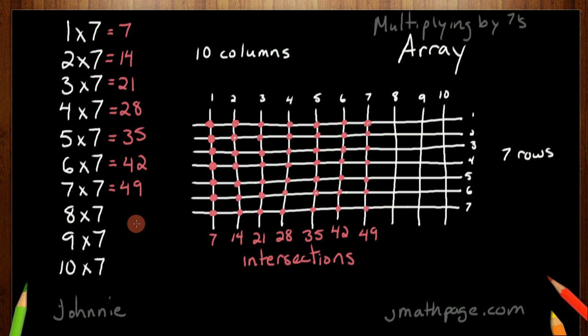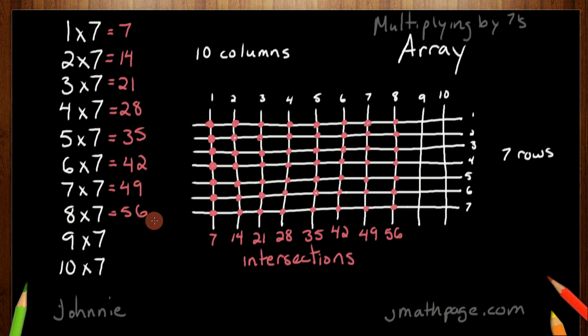Okay. What about 8 times 7? 8 columns, 7 rows. Well, here's our 8th column. We'll add our 7 rows. We had 49 before. Let's add on 7 more. 49 and 7 more will give us 56. So now we know that 8 times 7, or 8 columns and 7 rows, gives us 56 intersections.